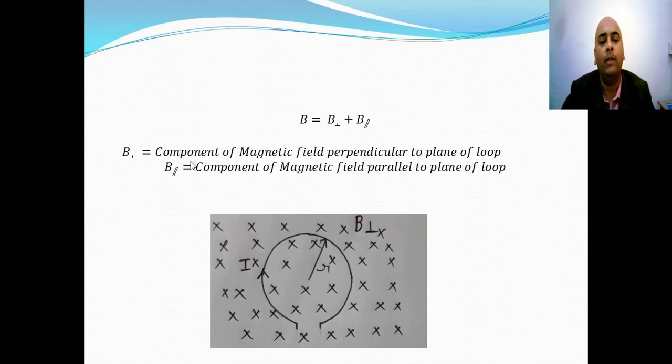So here B perpendicular is the component of magnetic field perpendicular to the plane of the loop, and B parallel is the component of magnetic field parallel to the plane of the loop. First we are analyzing the effect of the perpendicular component of magnetic field on the loop. In the slide we are representing the perpendicular component of magnetic field, which is in a direction perpendicular to the plane of the loop carrying current I.